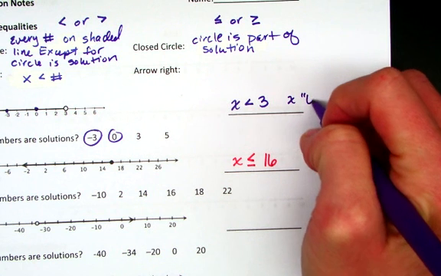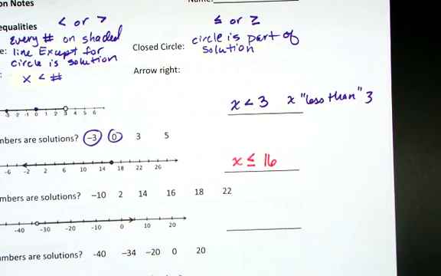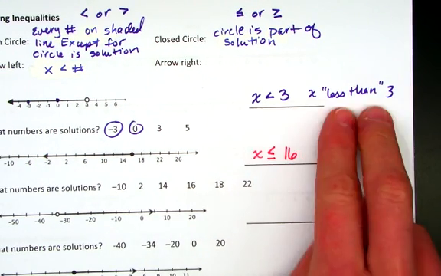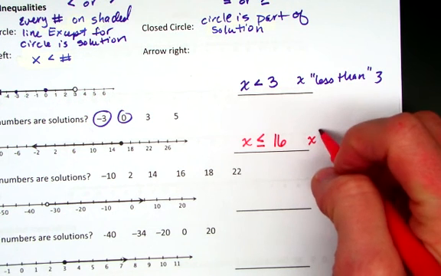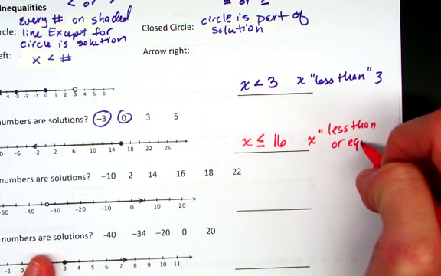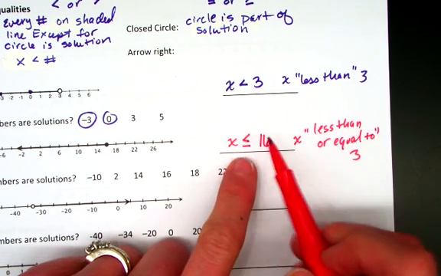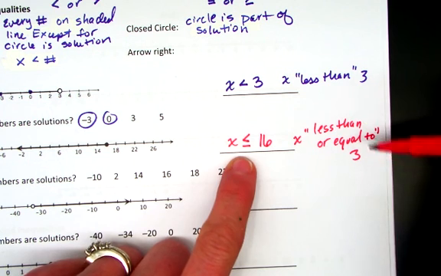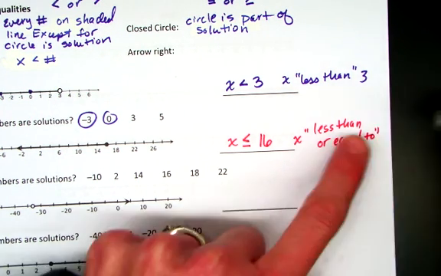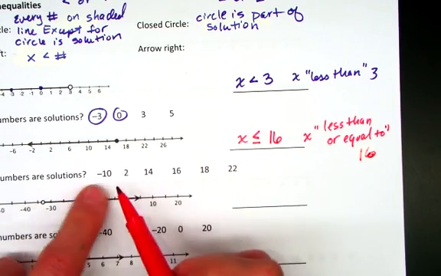X is less than 3. And I do want you to write this because I have a feeling that some of you are not sure what the symbols are. So this is less than, and this is x is less than or equal to 3. Now this is important because even reading the symbol, it's less than or equal to 16. And that's important here because when we come to this next part, we're asking, what numbers are solutions?